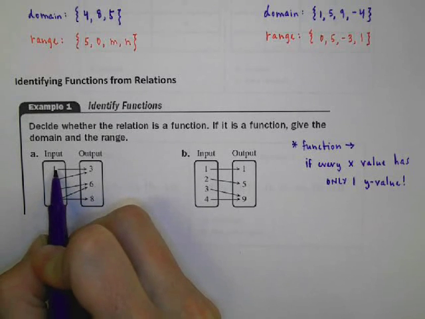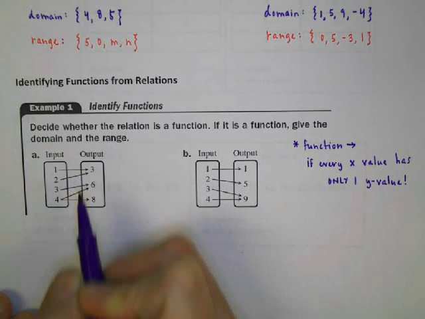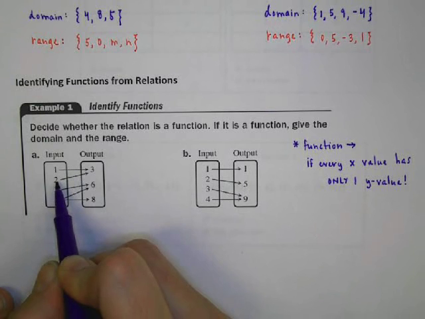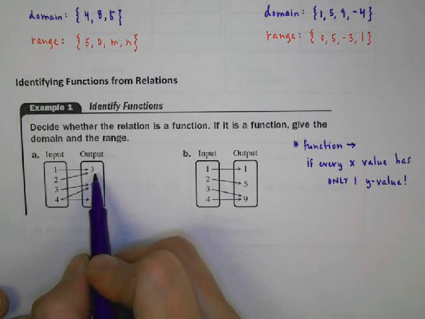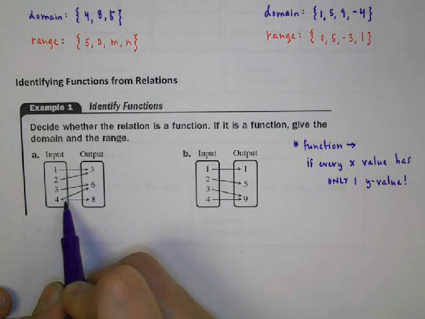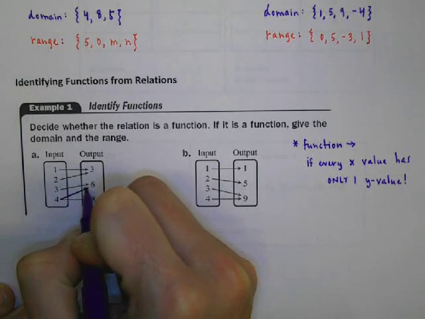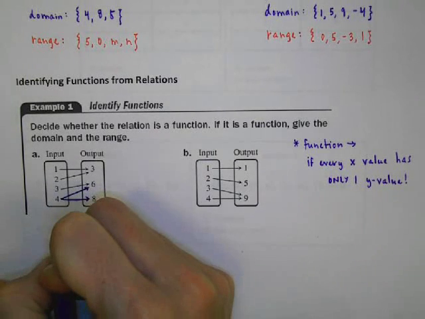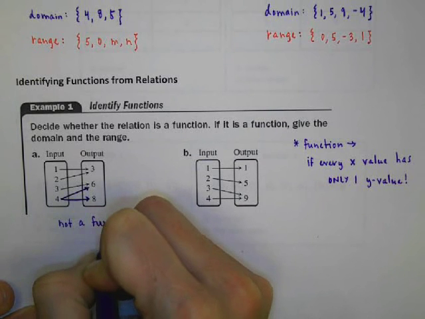Here I have 1, and we can see that 1 is matched with only one output, and that output is 3. So that's okay. 2, again, the input only has one output, which is 3, so we're okay there. 3 is matched to only one output. But now 4, I have a problem, because 4 is matched to 6, and it's matched to 8. So for A, we would say this is not a function.